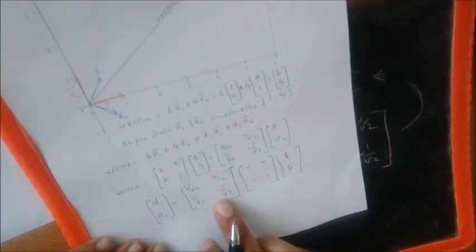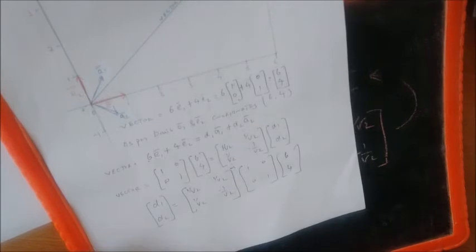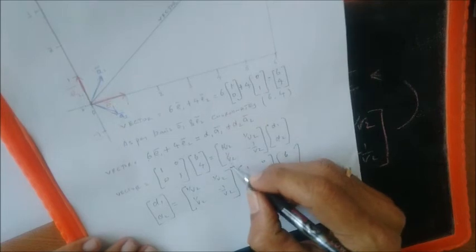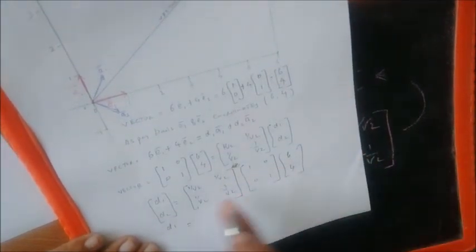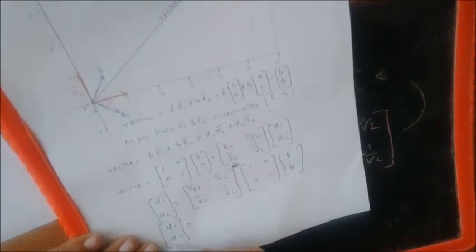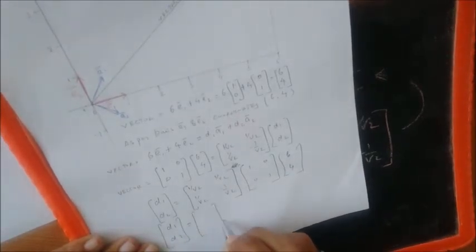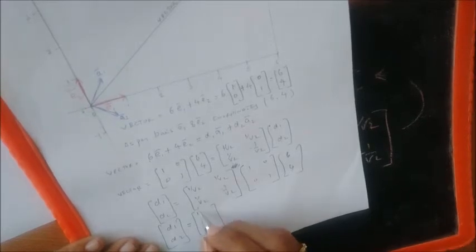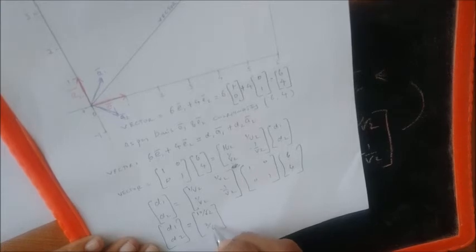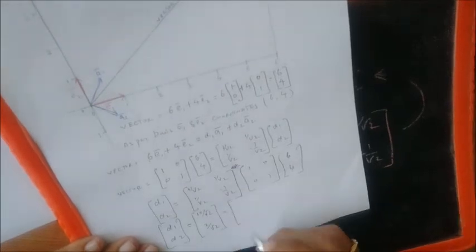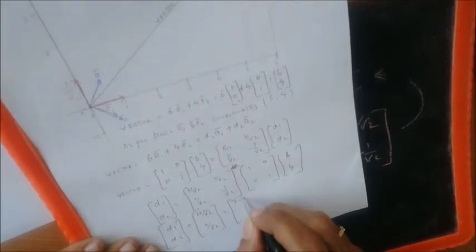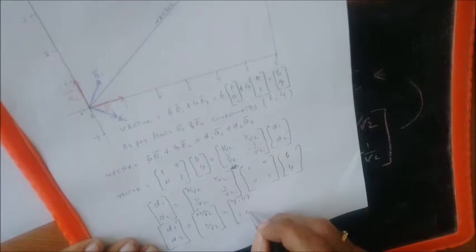And this matrix is its own inverse, as you can verify. When I go through these multiplications, you can verify the result later. You will end up getting 10 by root 2 and 2 by root 2, which is root 2. That is approximately 7.07 and 1.41.